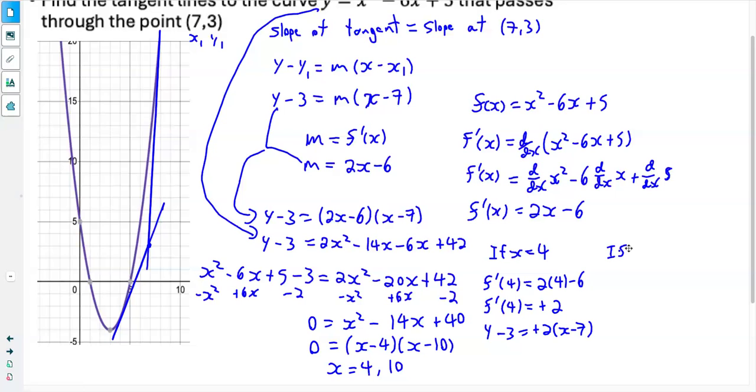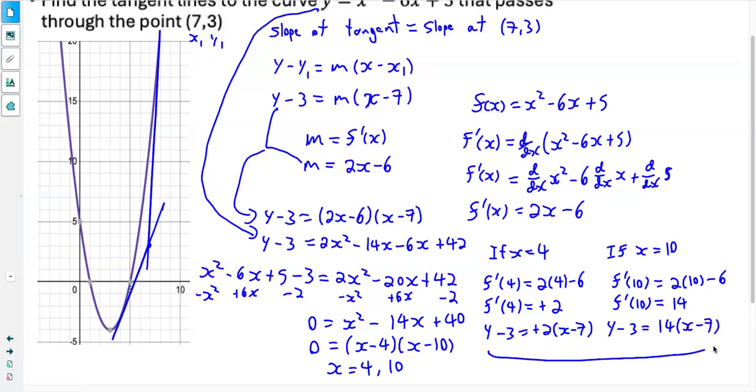Now, if x equals 10, then we have f prime of 10 would be 2 times 10 minus 6. So f prime of 10 would be 14. So we'd have y minus 3 equals 14 times x minus 7. So here are our two equations.